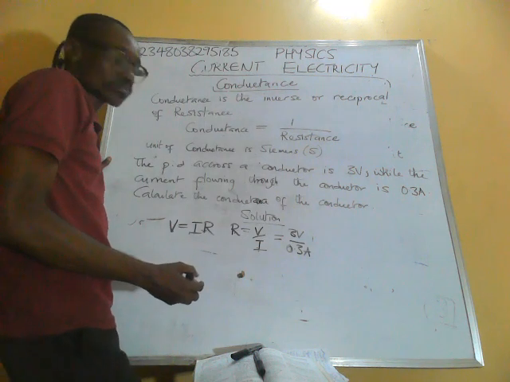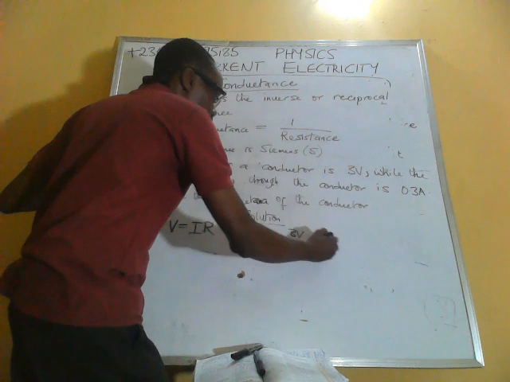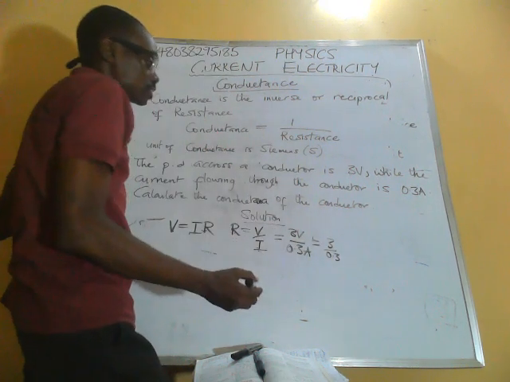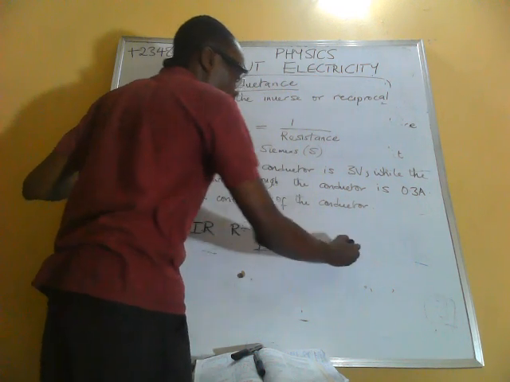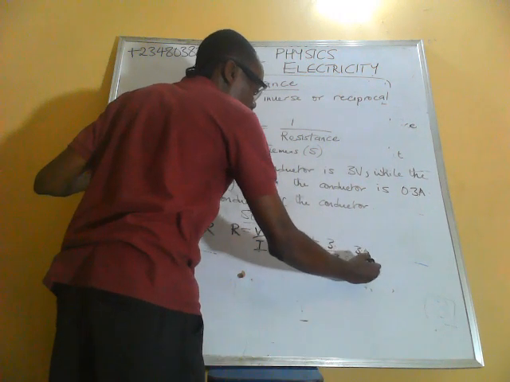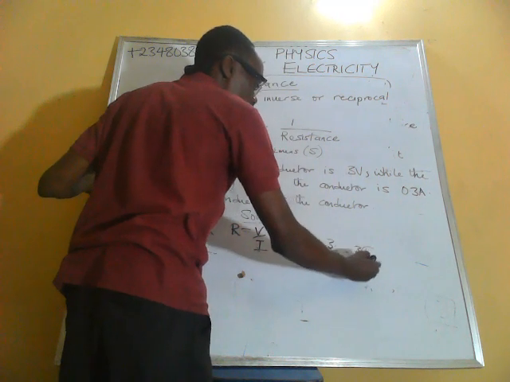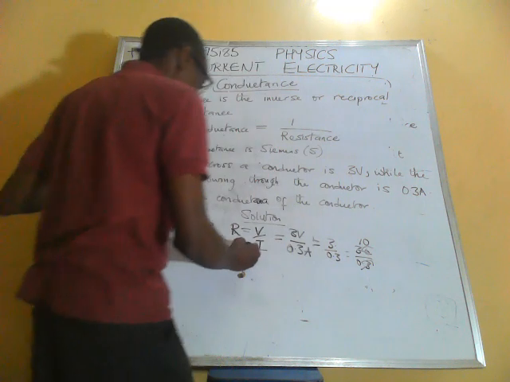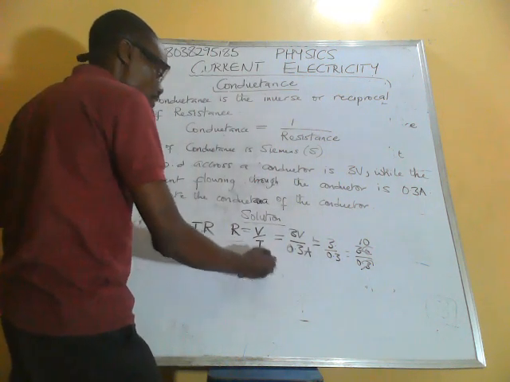So 3 divided by 0.3 is the same thing as 3.0 divided by 0.3. This is 30 over 3. 3 into 30 is 10. So the resistance here is 10 ohms.